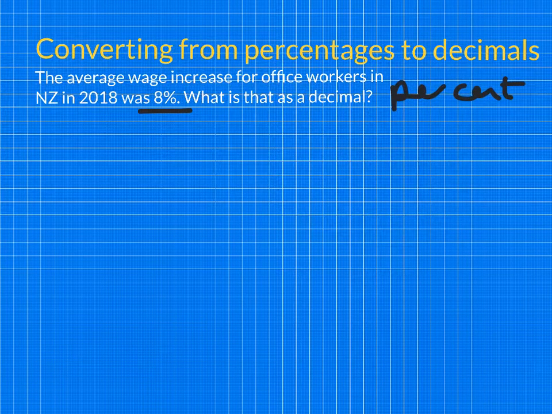Percent means out of 100. Okay, because there are 100 cents in a dollar. There are 100 centimeters in a meter. There are 100 years in a century. So cent means 100, so 8% just means 8 out of 100. And we need to write this as a decimal.